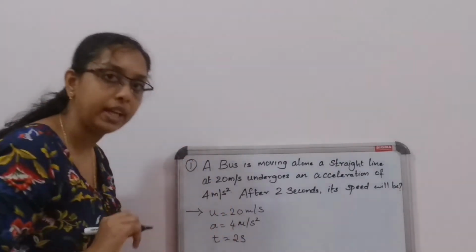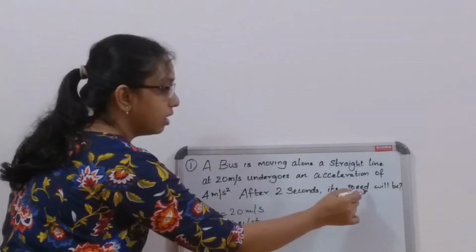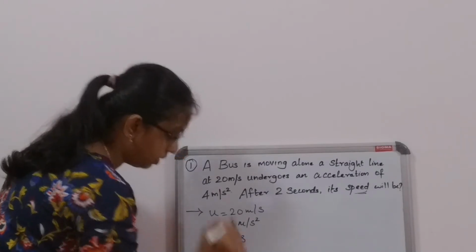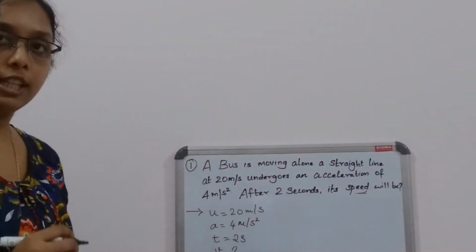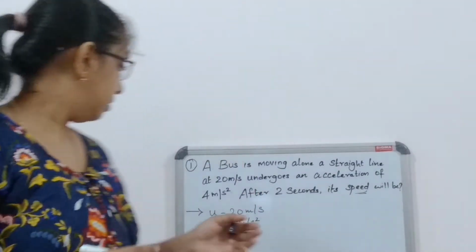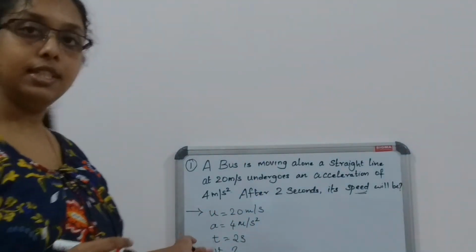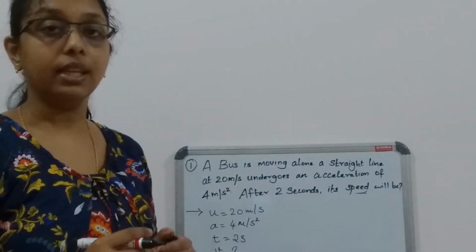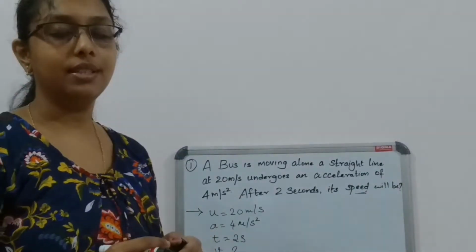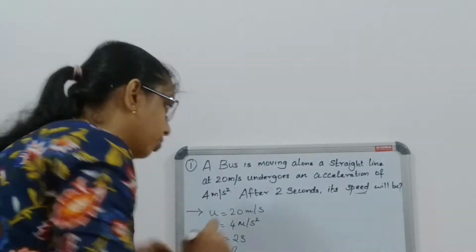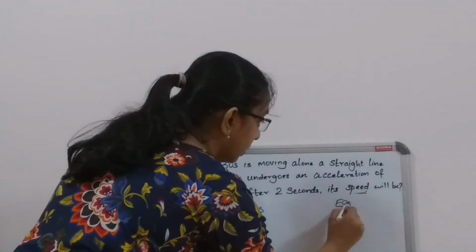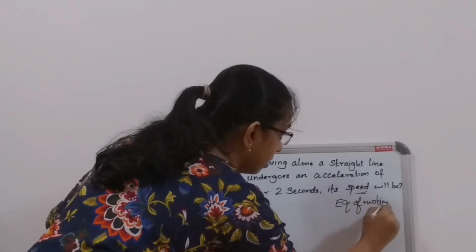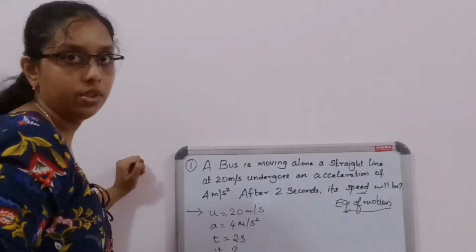And what we have to find out finally? We have to find out the final velocity. Now can you tell me, this initial velocity, final velocity, acceleration and time, these four quantities relate to an equation. Can you tell me which equation it is? Yes, it is nothing but the equation of motion.